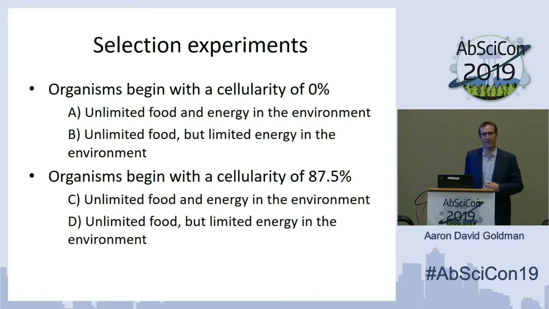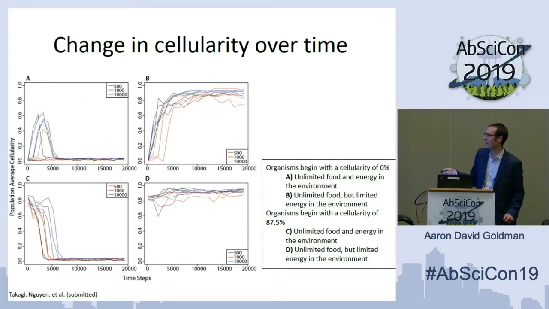And we ran each of these different experiments under 3 different maximum population capacities to see whether population pressure played any role, and then we ran each of those simulations 3 times. So each of these experiments has 9 different simulations, and all of the results of those were pretty similar. I want to direct your attention to panel B here, in which the organisms begin with a cellularity of 0%, but we limit the amount of energy in the environment, and as our hypothesis would predict, we see an evolution toward cellularity.